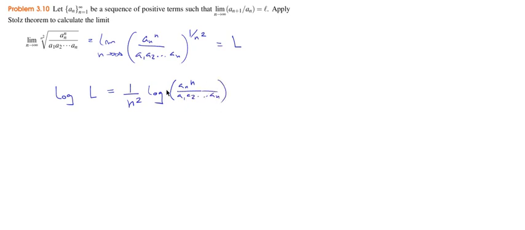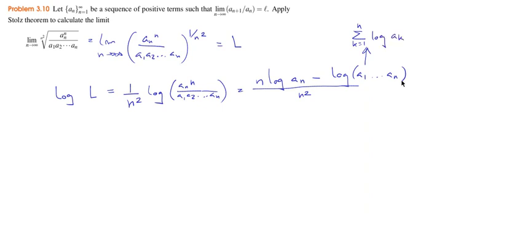Okay, now I can use the properties of the logarithm to do this. This is the same as the logarithm of this minus the logarithm of this. And the logarithm of a sub n to the n is n times the logarithm of a sub n, and then minus the logarithm of a sub 1 through a sub n, but this, as the logarithm of the product, is the same as this sum of the logarithms.